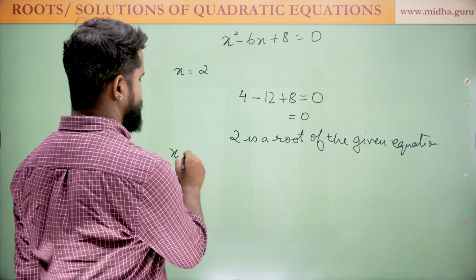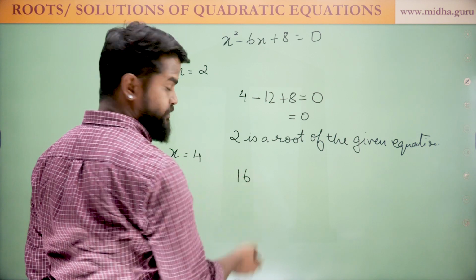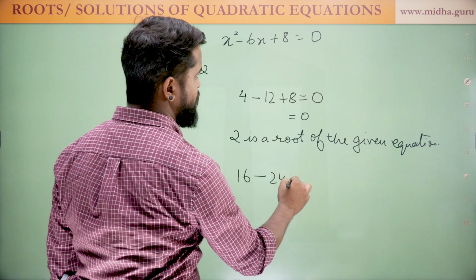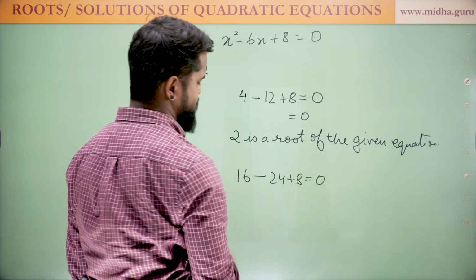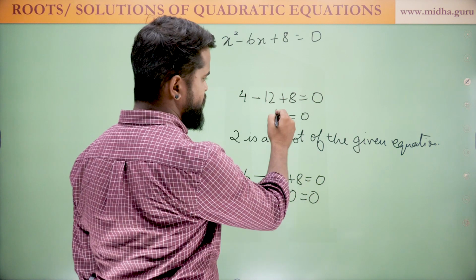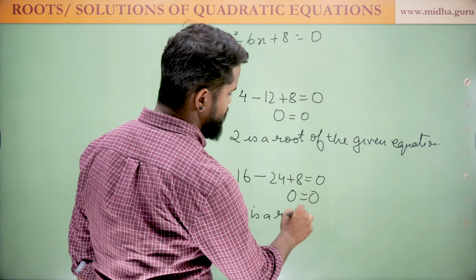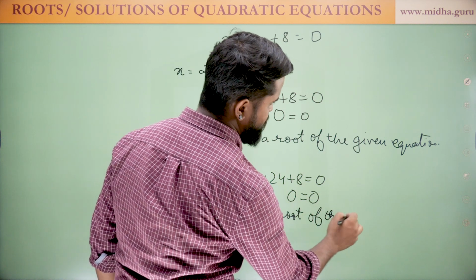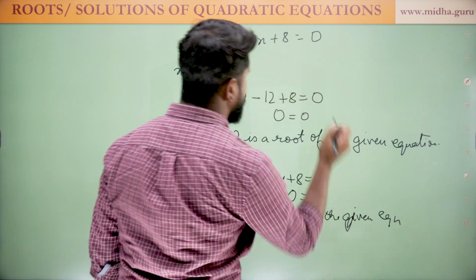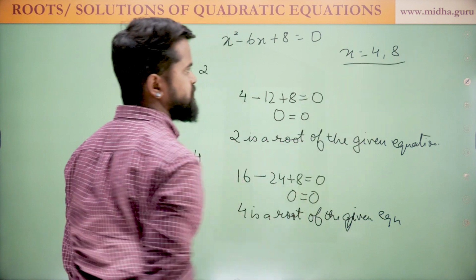Let us say now that x is equal to 4. Now I have that 4 squared, which will be 16, minus 6 times 4, which will be 24, plus 8 is equal to 0. I add 16 and 8, I get 24 minus 24, which is equal to 0. So 0 is equal to 0, and again I can say that 4 is a root of the given equation.